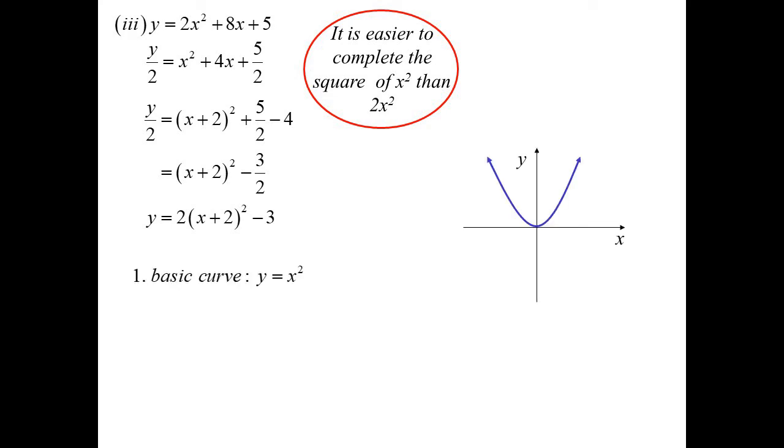So what does this one do? Again, it starts with our basic curve y equals x squared. What have we done to it?